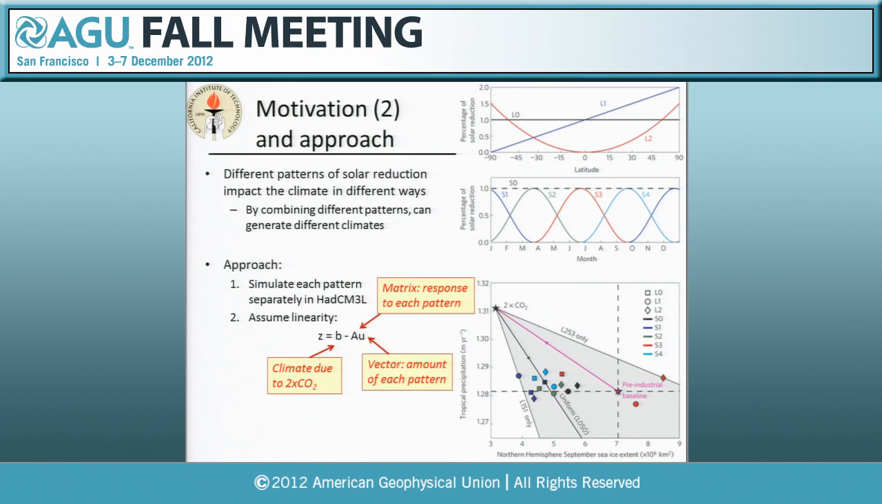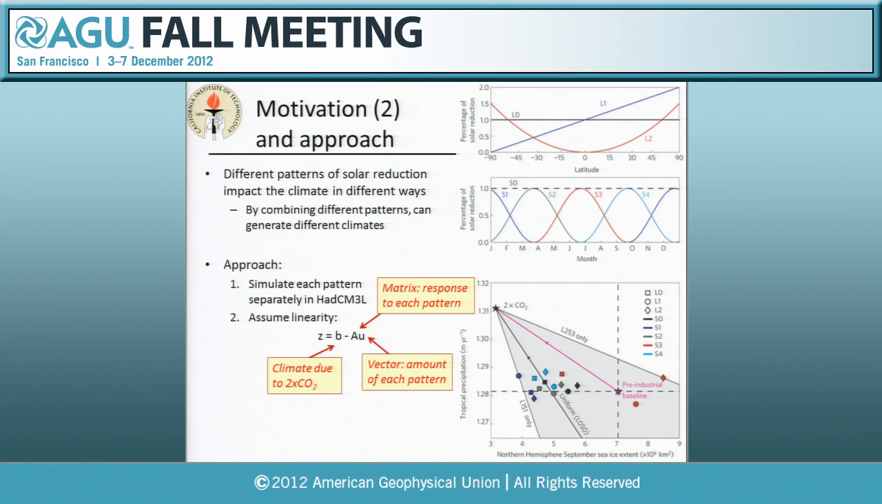The matrix A here is estimating in the model what the response is to each pattern. So it's the same sort of thing as B. In this 2x2 state example, B is this vector, and each column of A is the vector to a different one of these points. And then U is just saying how much of each pattern we have.